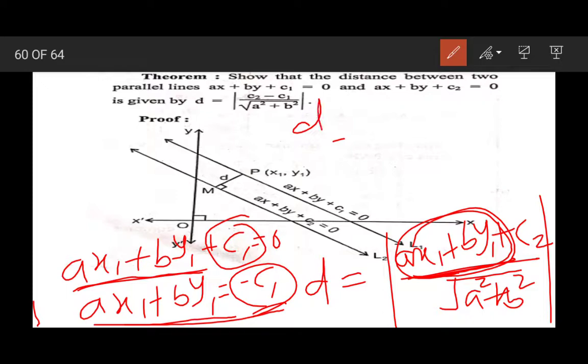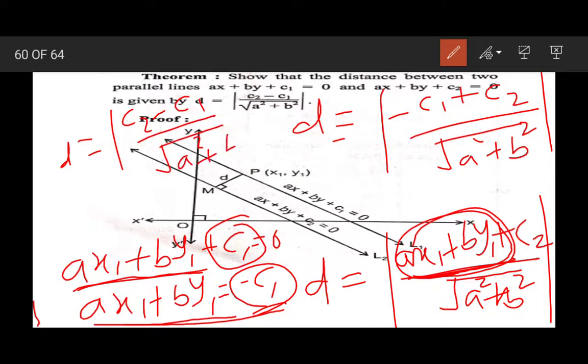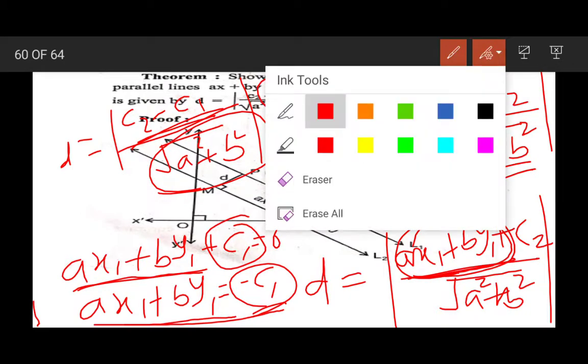So what I will get, d is equal to minus c1 plus c2 upon root of a square plus b square. So finally what I am getting, d is equal to c2 minus c1 upon root of a square plus b square. This formula. Clear? Just rewriting the terms, c2 minus c1 upon root of a square plus b square.